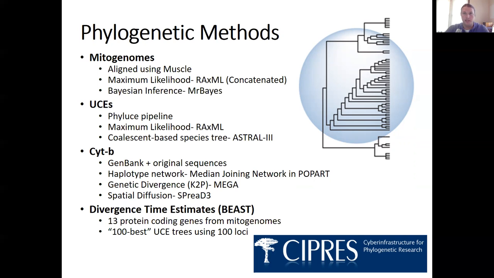And then we used cytochrome B data because of its vast availability, both in GenBank and new samples, to look at haplotype networks and kind of delimit species ranges. And then we also estimated divergence times in BEAST using both mitogenomes and UCE data.